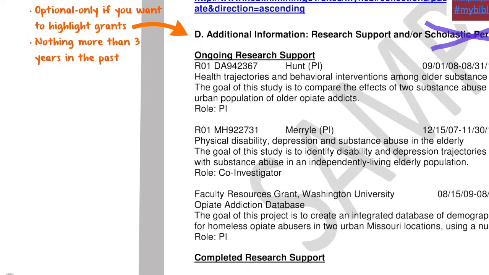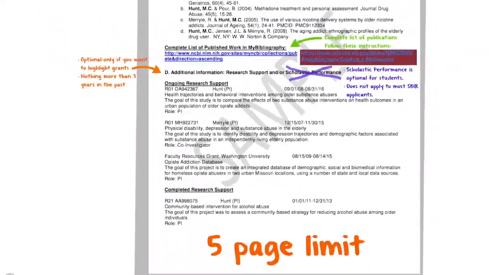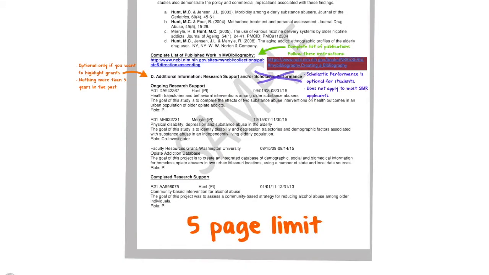Again, a common mistake when reusing an old biosketch as a template for a new one is failing to update the research support section to exclude projects that are now more than 3 years in the past. Remember, these aren't allowed. When you are done, make sure your final biosketch does not exceed the 5-page limit. If you followed the format correctly, your biosketch will probably fit within the 5-page limit without a problem.